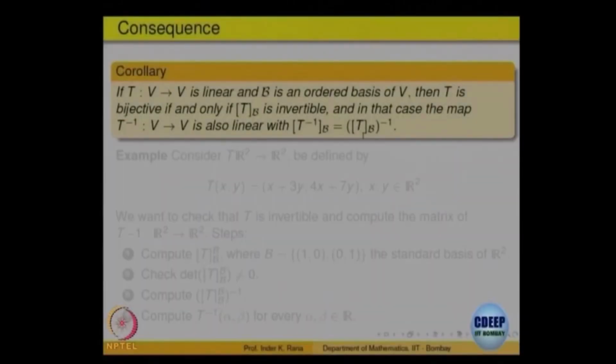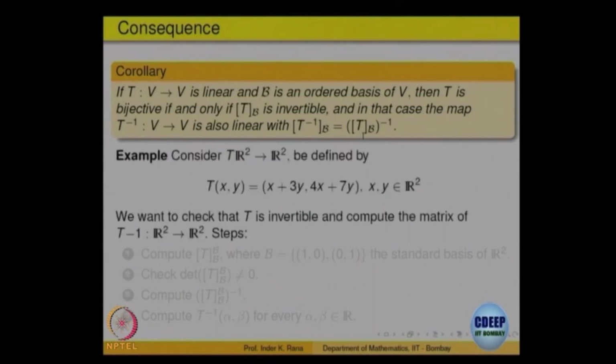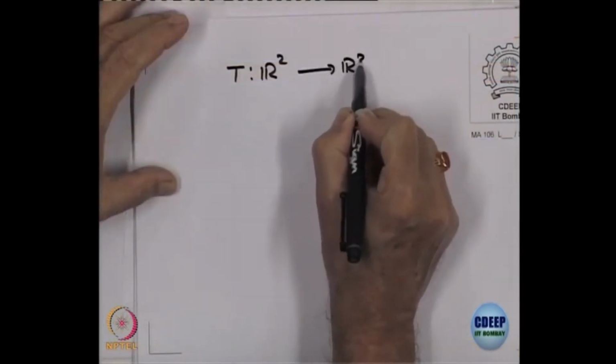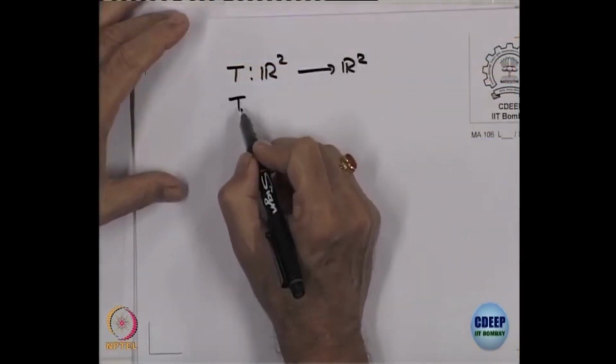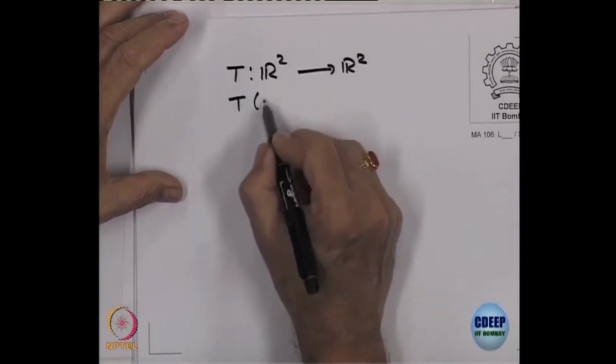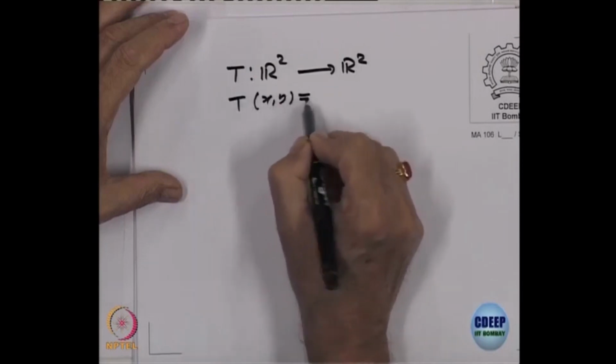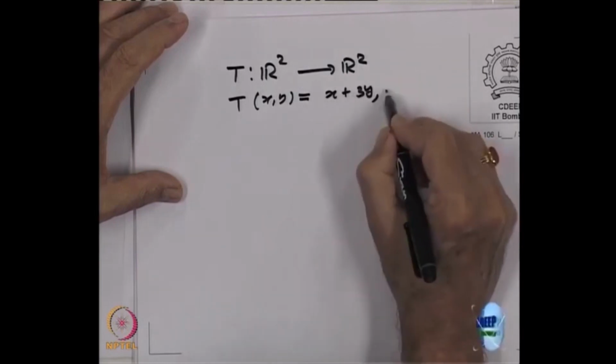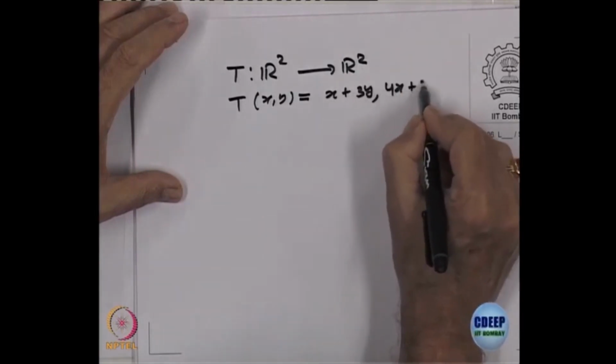So let us try to do one example of this again to see what is happening, to understand. We will do this example so that you feel comfortable in computing things. So T is from R2 to R2, T of (x, y) is (x plus 3y, 4x plus 7y).